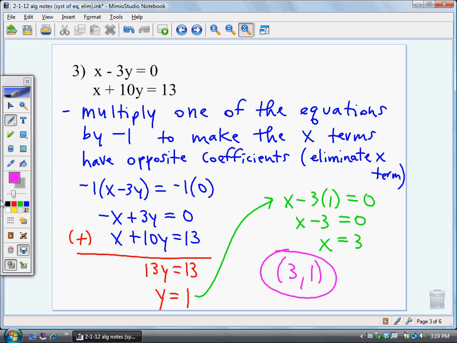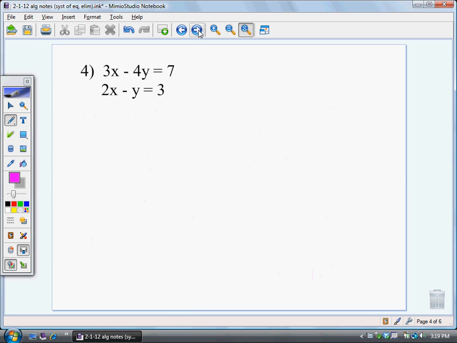And so remember to check it. I'm not going to go through the check this time, but remember to check it. And now this fourth one, if you were to add your two equations or combine your equations, you would not eliminate anything.